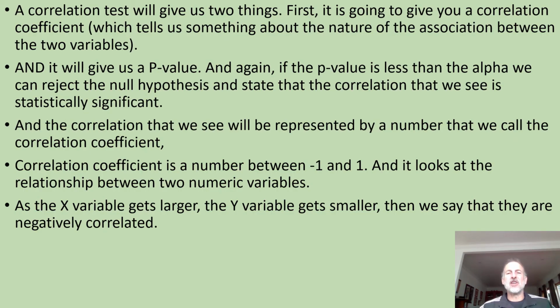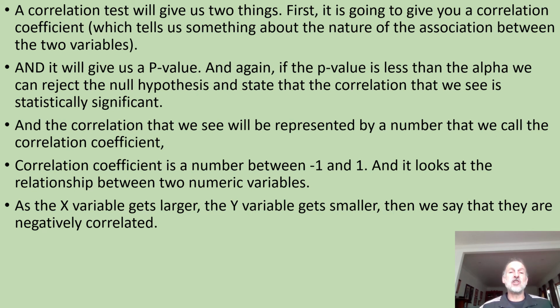A correlation test will give us two things. First, it is going to give you a correlation coefficient, which tells us something about the nature of the association between the two variables. And it will give us a p-value. And again, if the p-value is less than the alpha, we can reject the null hypothesis and state that the correlation that we see is statistically significant. You know that whole procedure by now.